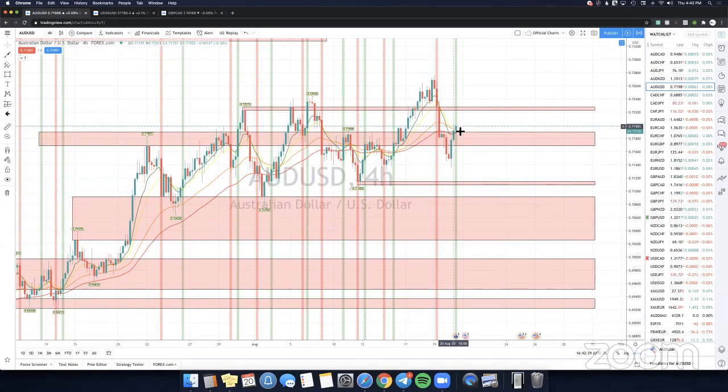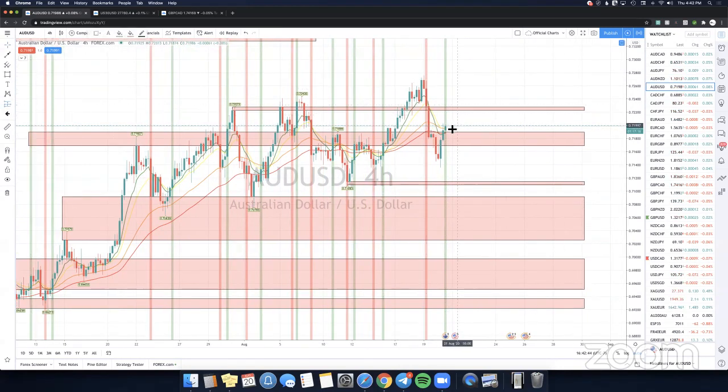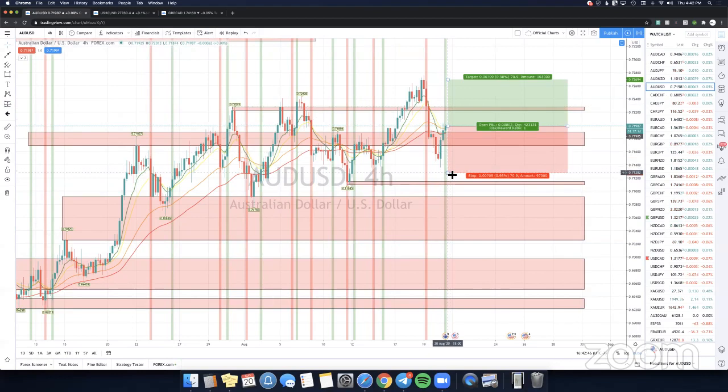Let's see. So we have a buy signal right here and it's above the pivots. So this might be a good buy entry over here. Generally, I put the stop loss at the previous swing.